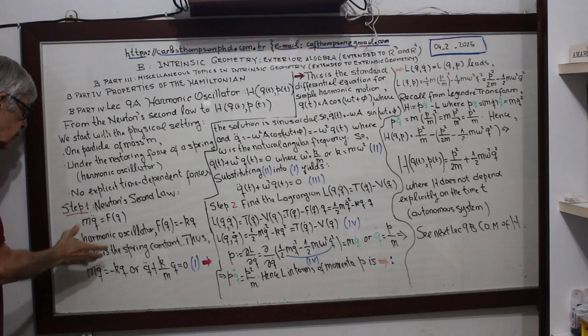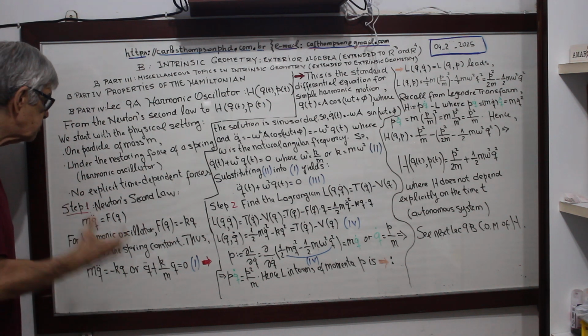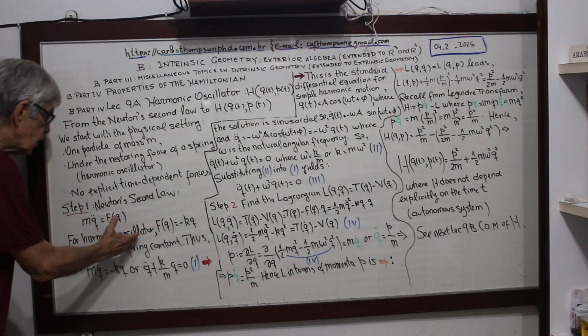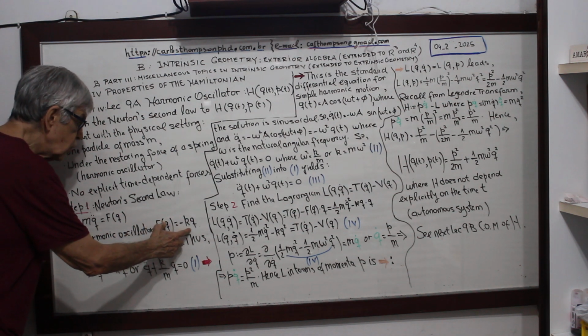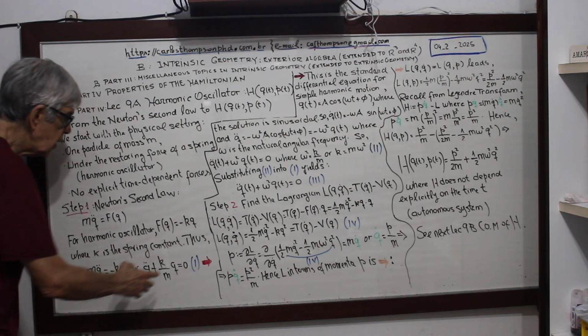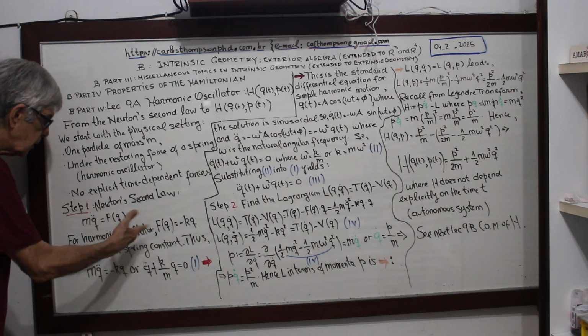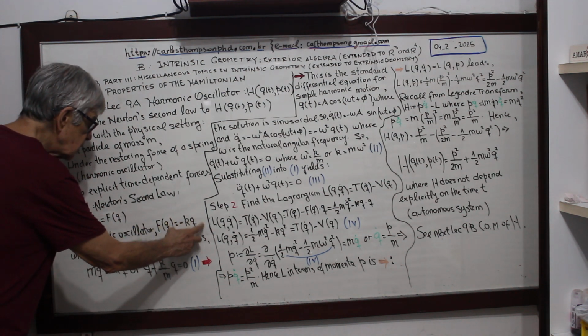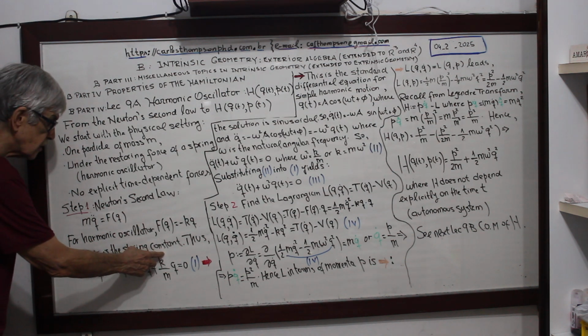Now there is only one force, the restoring force of the spring. So for the harmonic oscillator, the restoring force is minus k times q. k is the spring constant, and q is the generalized coordinate. This is the displacement. When you talk about the spring, we call this generalized coordinate the displacement. So k is the spring constant.